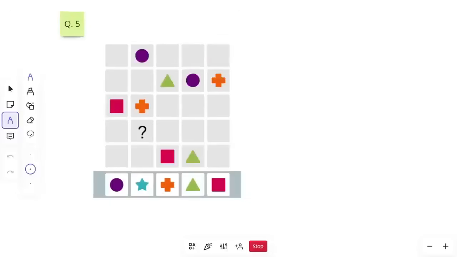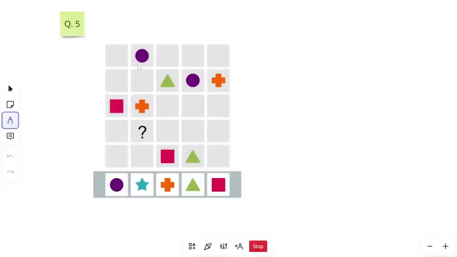Let's look at this question. Okay, so guys, we have question mark in our row number 4th. In this question, we have to find out what symbol will come out of these given options in the place of question mark. Let's try to solve this problem.